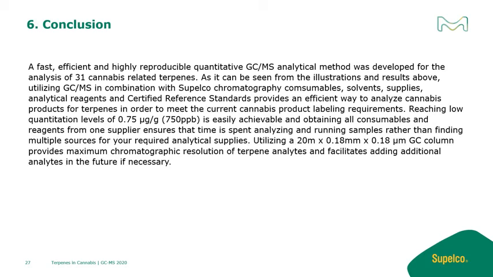Reaching low quantitation levels of 0.5 micrograms per gram or 750 ppb is easily achievable, and obtaining all consumables and reagents from one supplier ensures that time is spent analyzing and running samples rather than finding multiple sources for your required analytical supplies. Keep in mind that utilizing a 20 meter, 0.18 mm GC column provides maximum chromatographic resolution of the terpene analytes and facilitates adding additional analytes in the future if necessary.